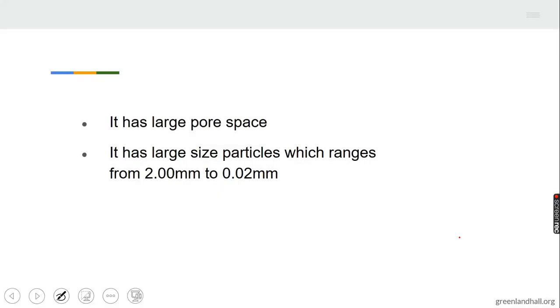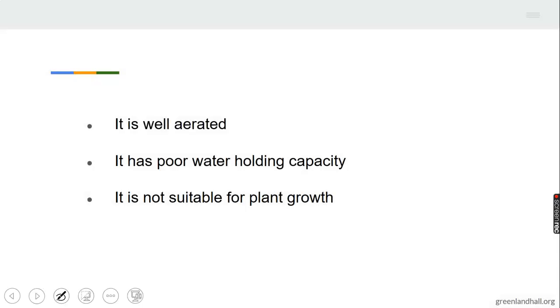It has large pore spaces and large particles which range from 2.00 mm to 0.02 mm. It is well aerated. It has poor water holding capacity, meaning sandy soil cannot hold water perfectly. It is not suitable for plant growth. When crops are planted on sandy soil, the yield is usually poor in comparison to other types of soil. Let's take note of that.